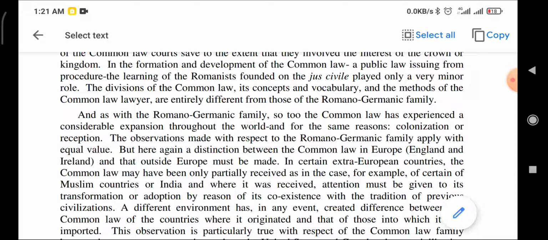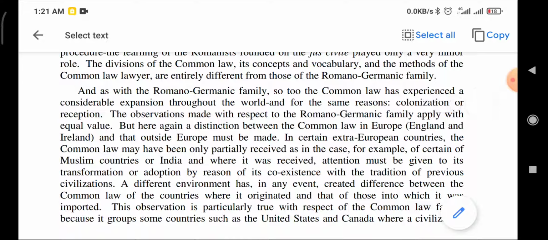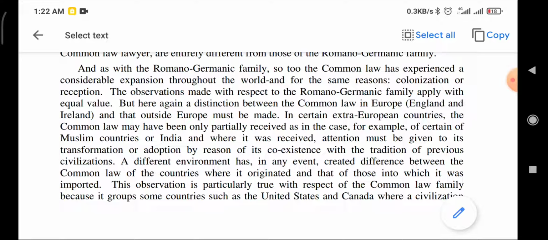Attention must be given to its transformation or adoption by the region, and its coexistence with the tradition of previous civilizations. A different environment has in any event created differences between the common law of the country where it originated and that of those into which it was imported.